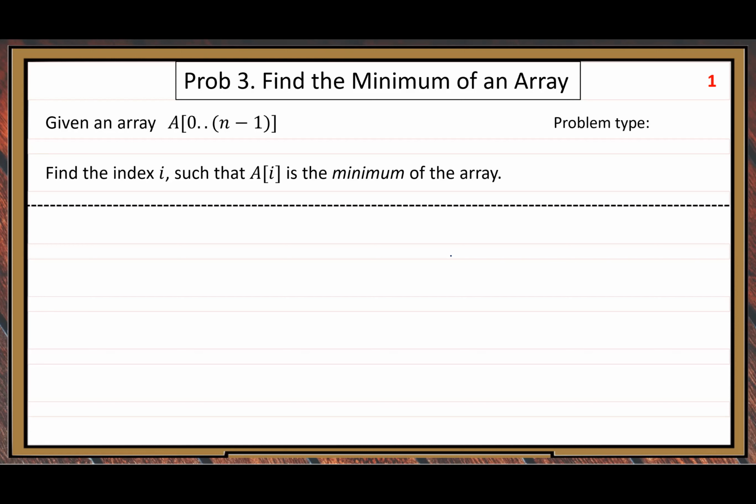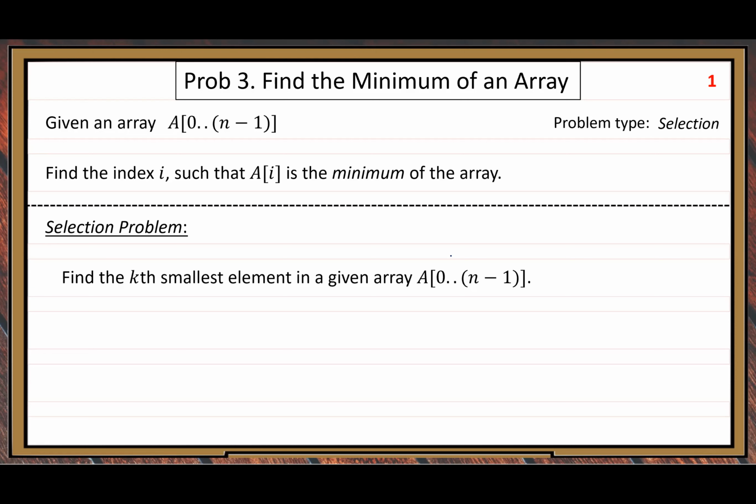First, the problem type. So it is selection type. This is the first question of our selection problem. But what is the selection problem? You may like to know the definition of the selection problem. So let me give you the definition. Very simple, one sentence: find the kth smallest element in a given array.